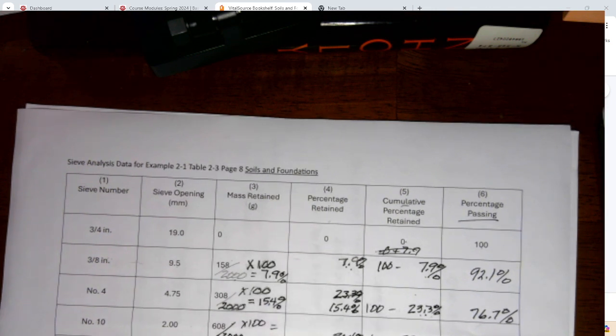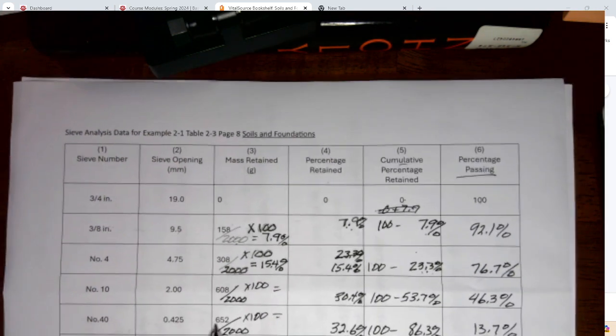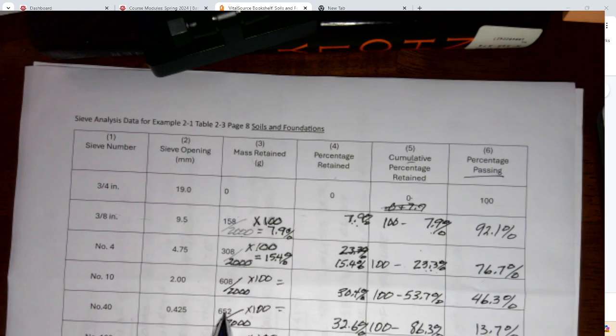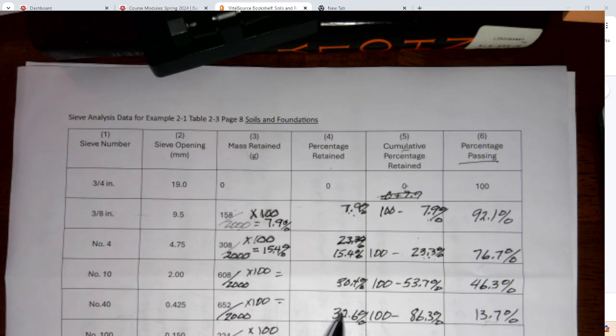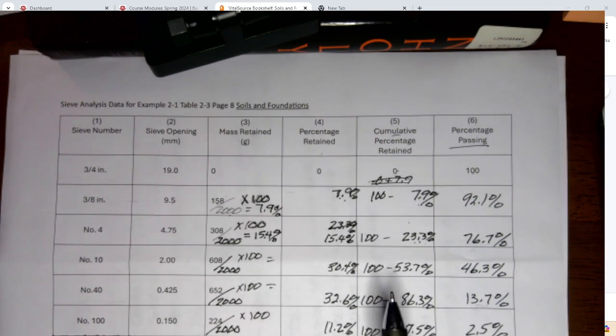And know that all of these are going to be multiplied times 100 to get this percentage. To get the percent of what 652 grams is of the total 2,000 grams, you divide this by 2,000 and multiply it times 100, and you'll get 32.6%. So that's what I'm doing every time. And I'll keep moving this paper around.